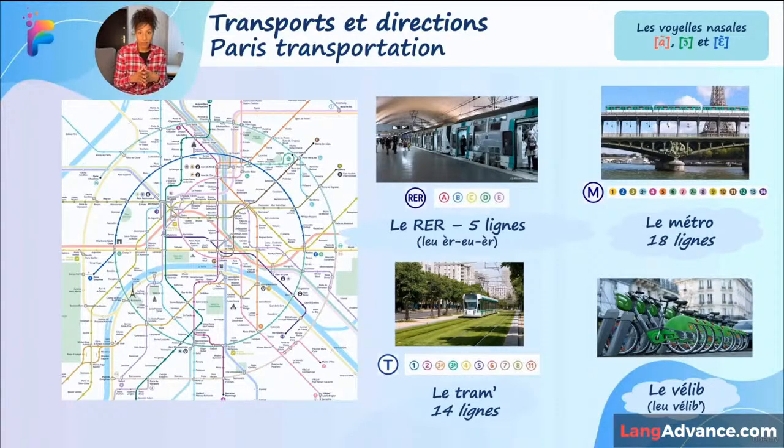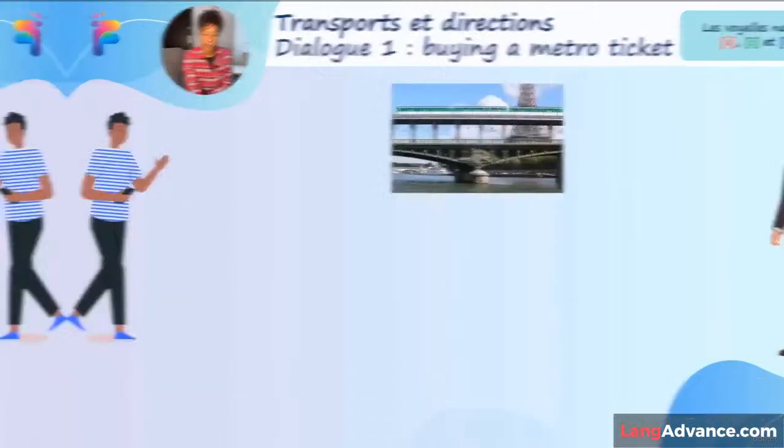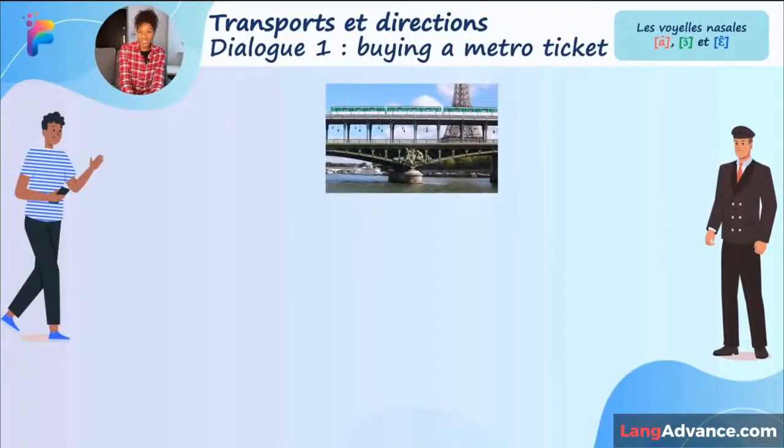14 lines. And then we have what we call le Vélib. Le Vélib. And it's a bicycle rental service. So you can cycle through the city as well. We are going to buy a metro ticket.